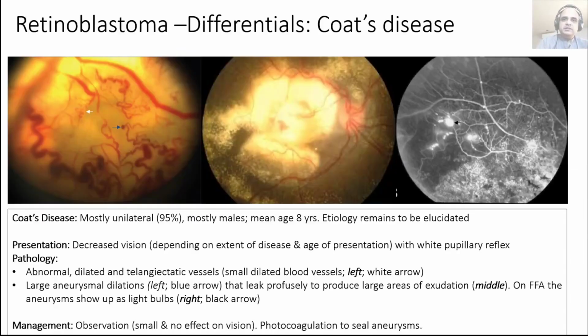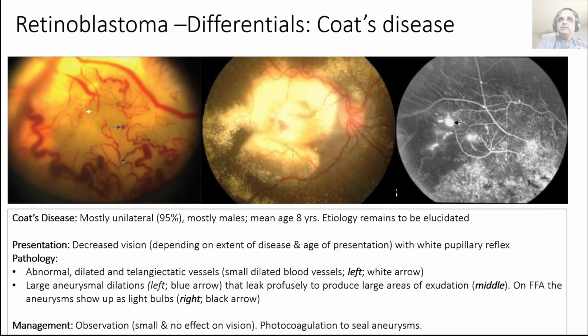Moving on to Coats disease. Coats disease is a disease whose etiology remains yet to be understood. It affects mostly males. About 8 years of age is the mean age of presentation, and it's largely a unilateral disease. The presentation is, of course, going to be with leukocoria, white pupillary reflex, together with some form of visual loss, depending upon the severity of the disease.